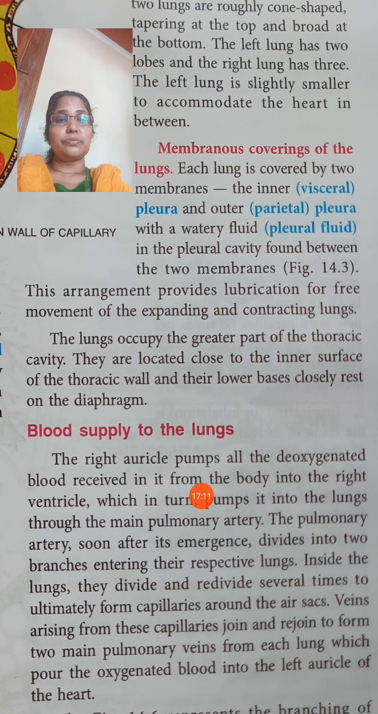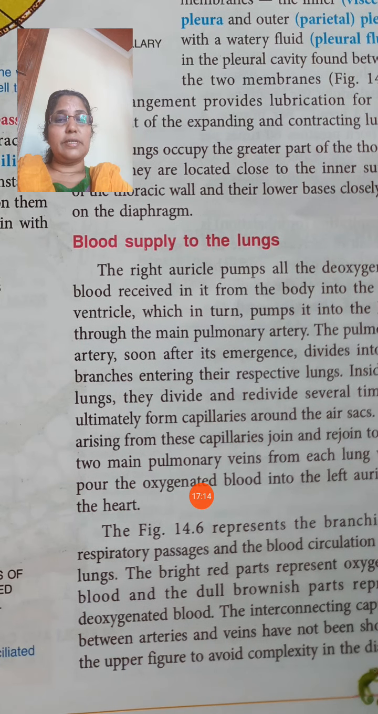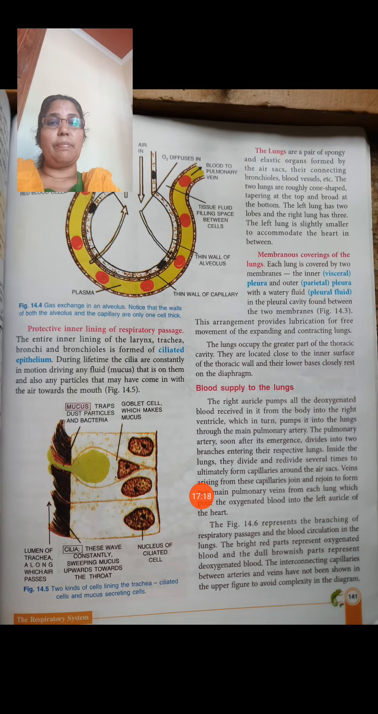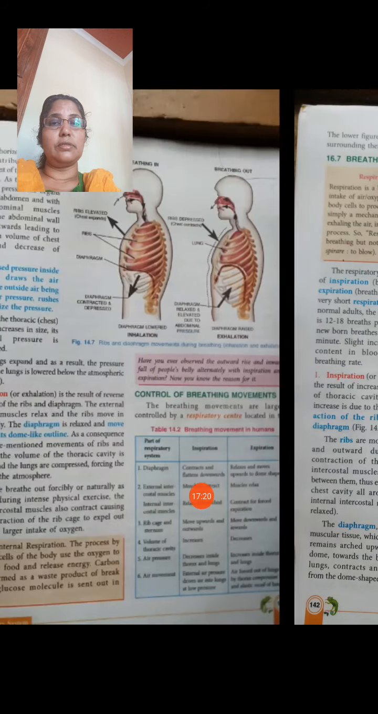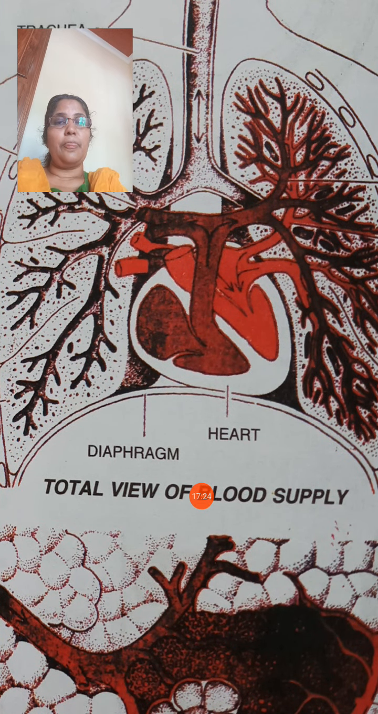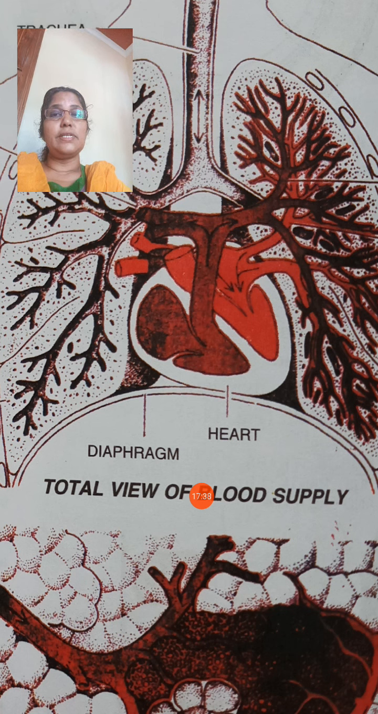Then again, blood supply to the lungs. How the blood is supplied to the lungs. Here you can see the heart. From the heart, you know that in the right chamber, the dark brown shows the deoxygenated blood, or carbon dioxide containing blood, shown in the dark color.